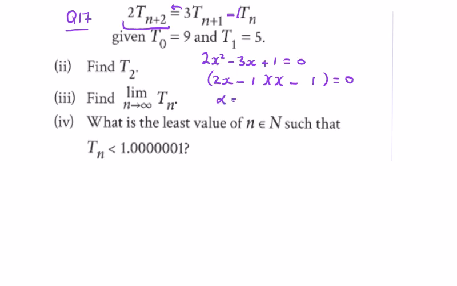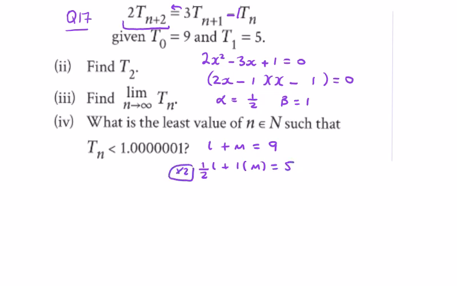So alpha is 1 over 2. Beta is equal to 1. So L plus M is equal to T0, in this case 9, and alpha times L plus beta times M is equal to T1, which is 5.